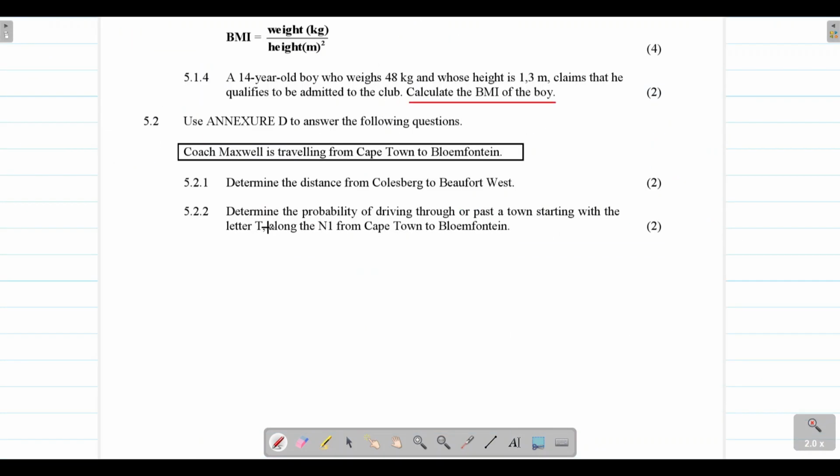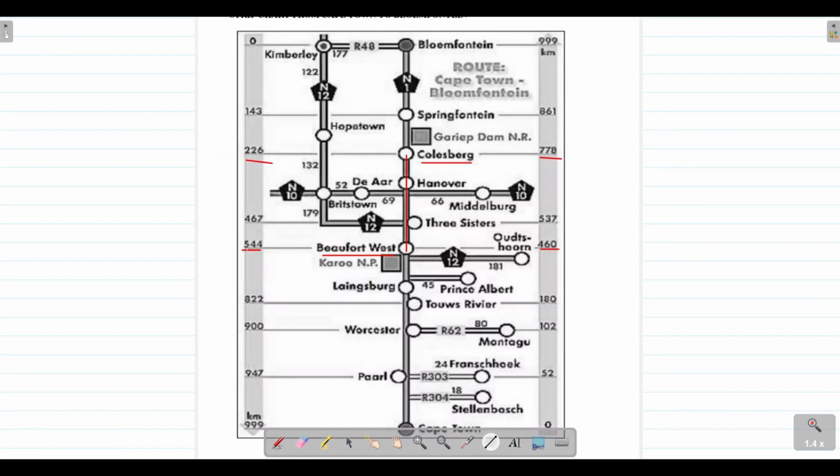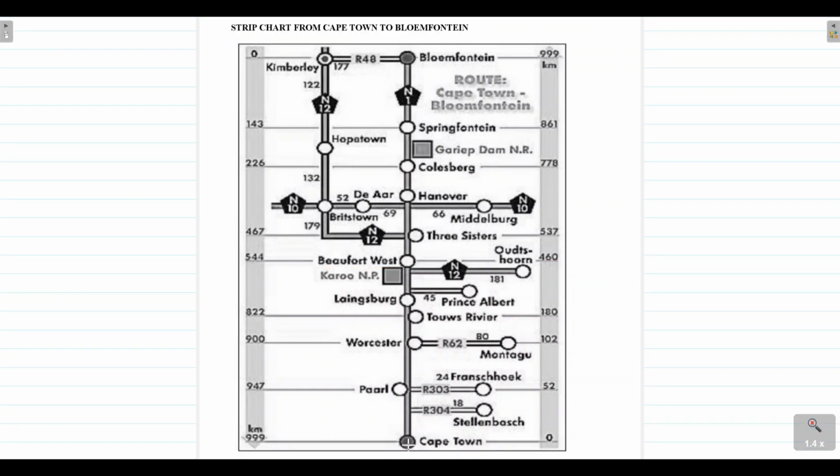Question 5.2.2 says determine the probability of driving through or past a town starting with the letter T along the N1 from Cape Town to Bloemfontein. We are driving along the N1 from Cape Town to Bloemfontein, and we need to determine the probability of passing through or along towns that start with the letter T. So I'm going to start off by highlighting the towns that start with the letter T between Bloemfontein and Cape Town.